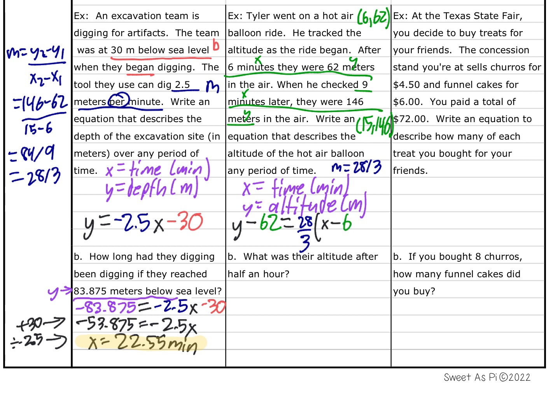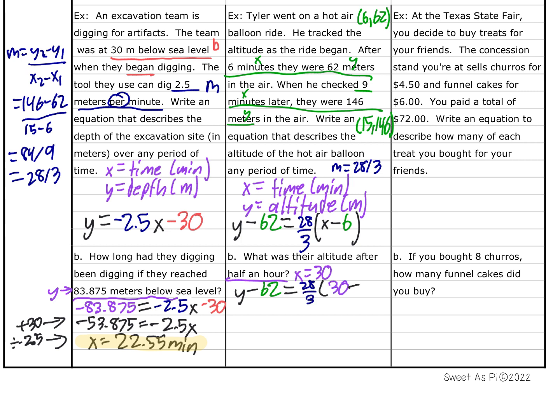Now let's look at part B. What was their altitude after half an hour? Well, half an hour means that we are 30 minutes into our ride, therefore x is 30. We can replace x with 30. y minus 62 equals 28 over 3 times the quantity 30 minus 6.